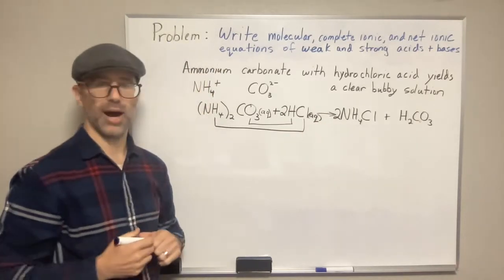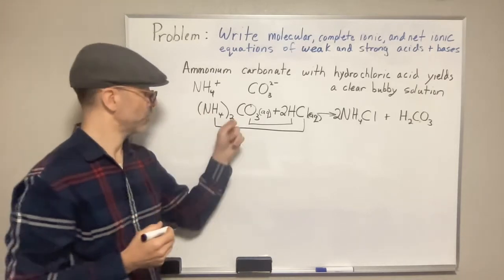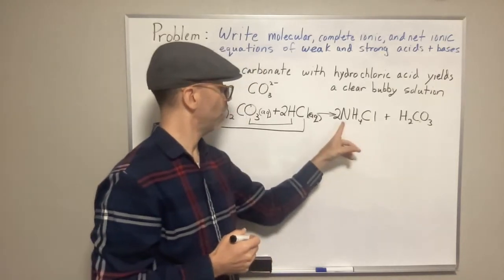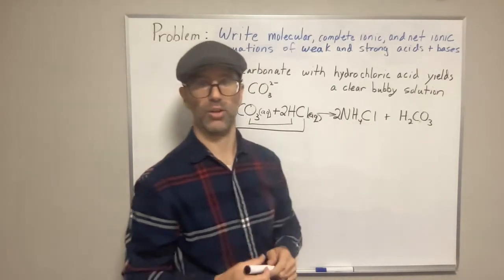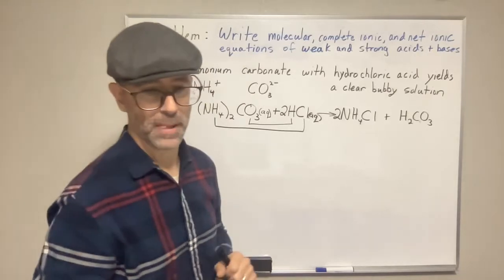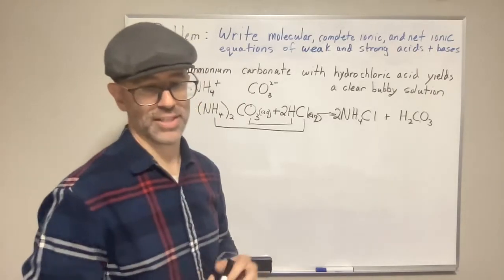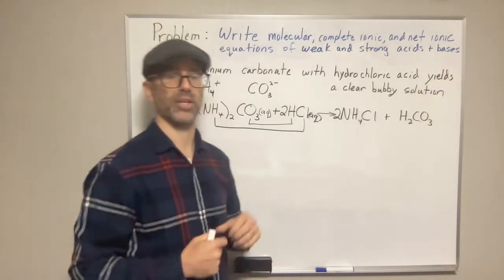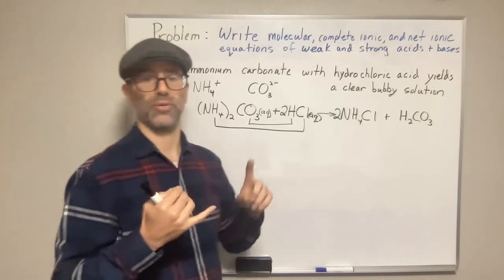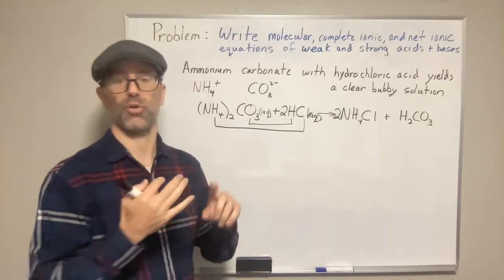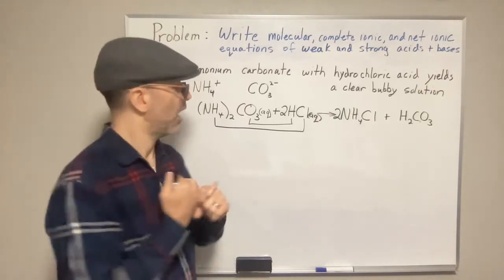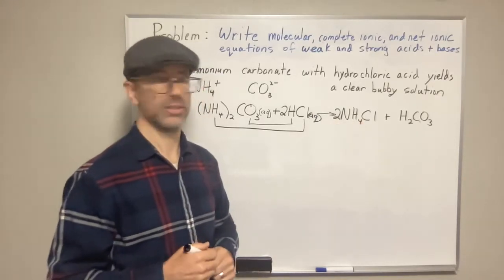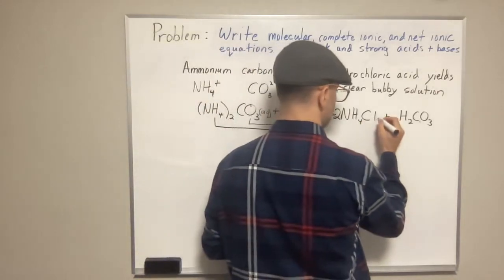So what about our states of matter? We're going to have to get the states of matter for these. So ammonium chloride. We've got to look at our rules for solubility. And so when we look at chlorides, it says all chlorides, bromides, and iodides are soluble, except when you have silver or when you have lead 2 ion or your mercury 1 ion. Here we have ammonium, so that's not one of the exceptions. So this is going to be aqueous.